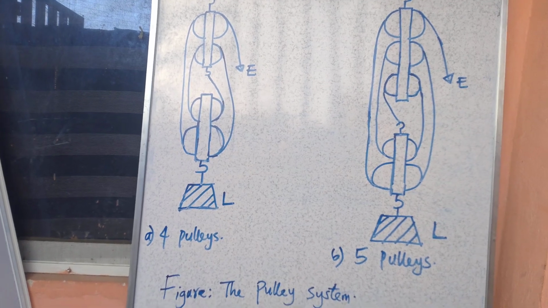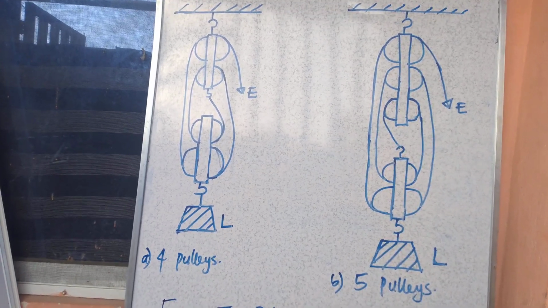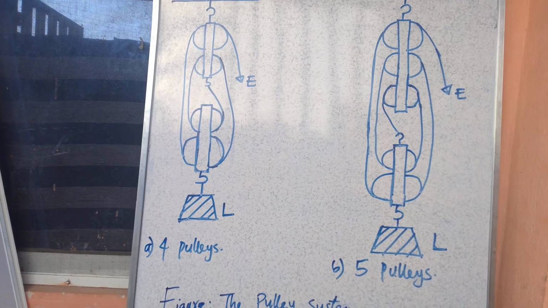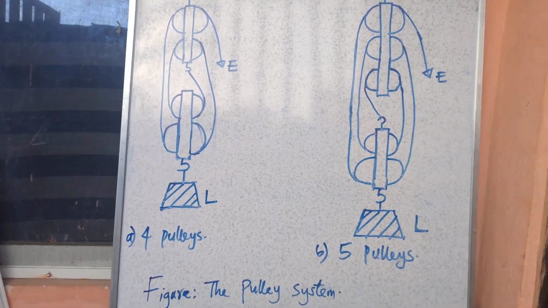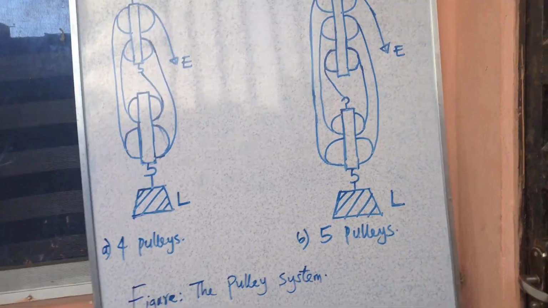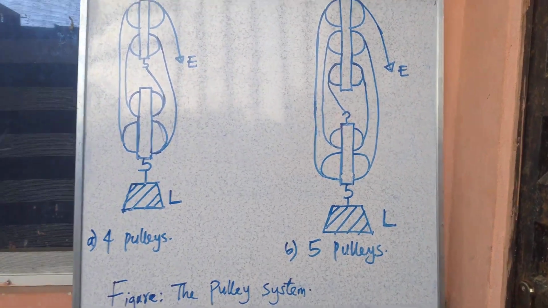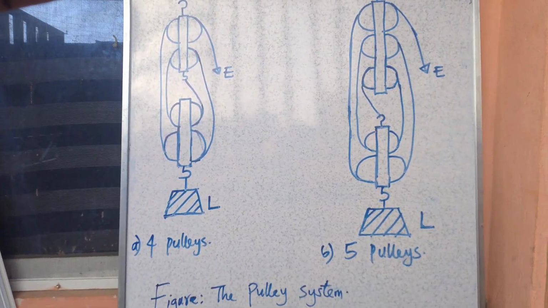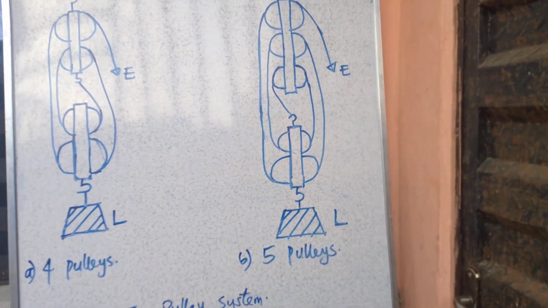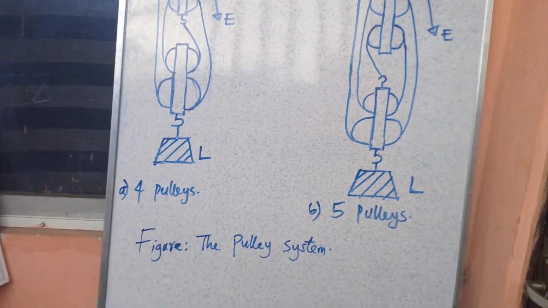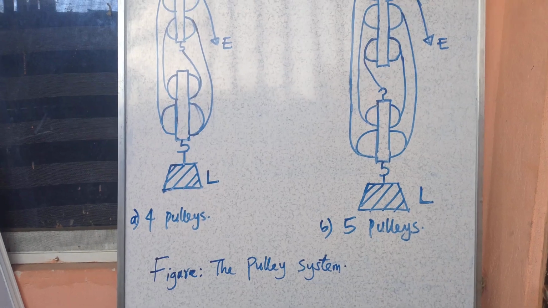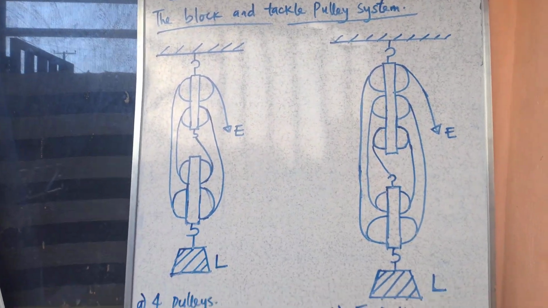Now, on application of efforts, the pulleys will rotate and the load will be lifted up, or it can be pulled down based on how the effort is being applied. Okay, so the load is at that other end. This one shows you 4 pulleys. The 4 pulleys is an even system of pulleys, while the 5 pulleys is an odd system of pulleys. Okay, so that is the block and tackle pulley system, the second type of machine.